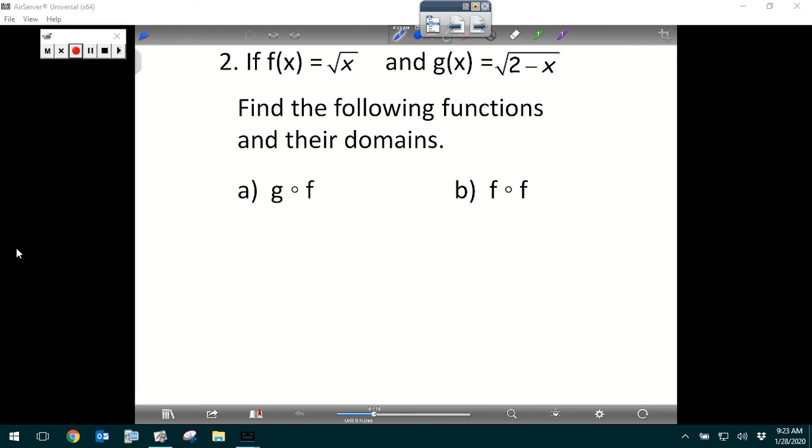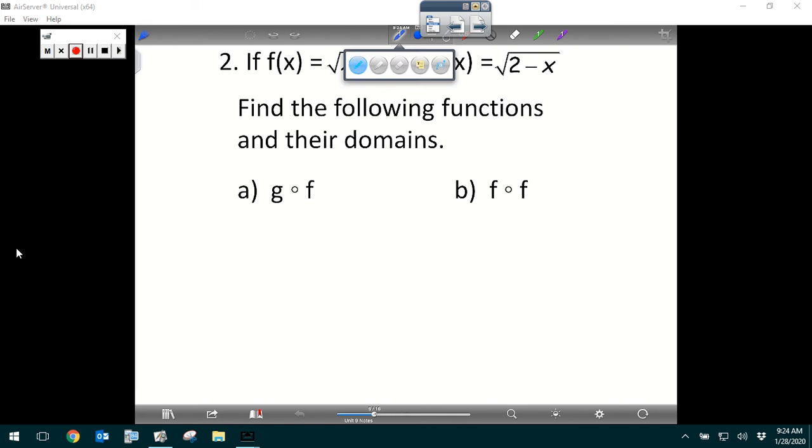For composite functions, we are actually building a new function. It's going to be the combination of one inserted into the other. So the domain is a little bit different. Let's go ahead and jump in and find the composites, and I'll talk about the domain as we work through them. So we're told that f is the square root of x and g is the square root of 2 minus x. Okay, great.